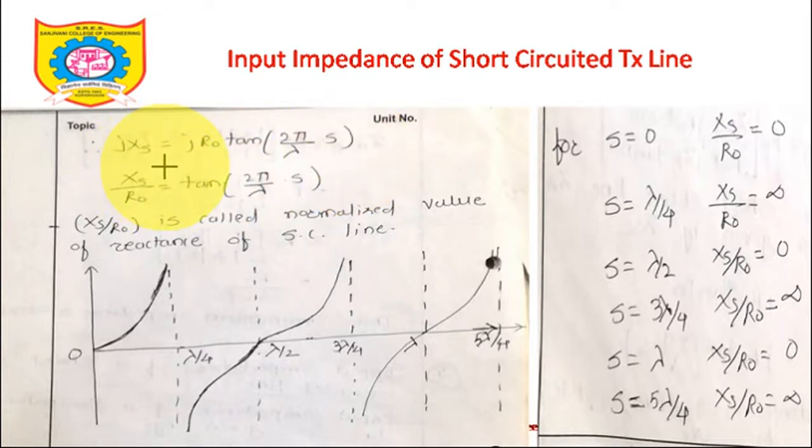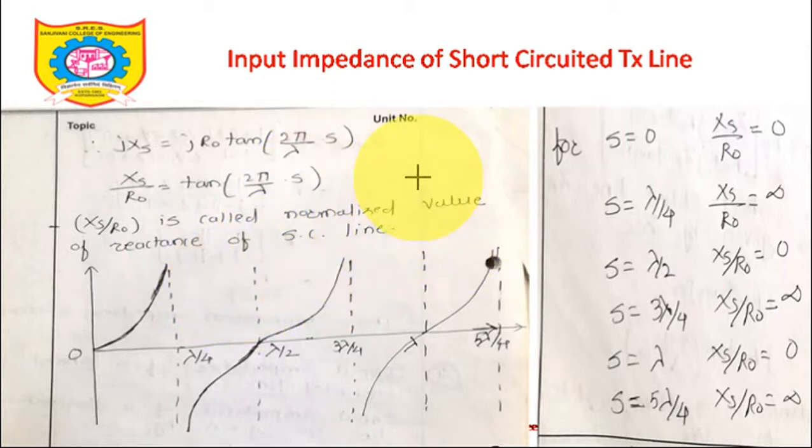Now I will take a normalized value with respect to the characteristic impedance. The j's cancel, I will take this R0 to the denominator, and now the short circuit impedance is normalized to the characteristic impedance. So Xs upon R0 is equal to tan of (2 pi by lambda into s). Now try to understand: Xs upon R0 is called the normalized value of the reactance of the short circuit line.